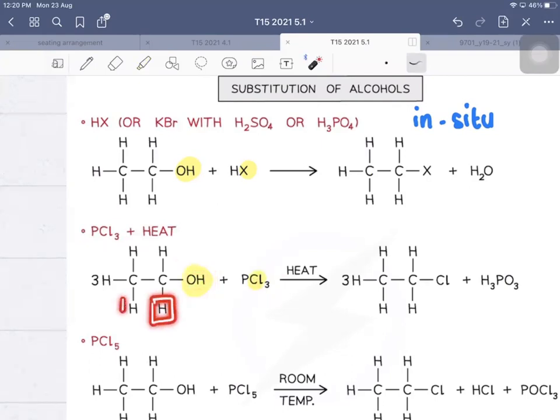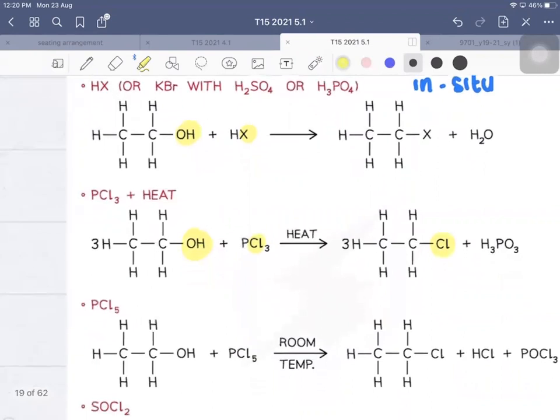This hydrogen or any other hydrogen will not be replaced by the chlorine because they are not the functional group. So don't think that, oh, I've got 3 chlorines, that means I have to substitute 3 chlorines into this starting material. No, only the functional group will be replaced. So that's why you have a chlorine here. The other product would be phosphorous acid, H3PO3, which is not phosphoric acid. So you don't need a catalyst for this. You just need to heat up the experiment.